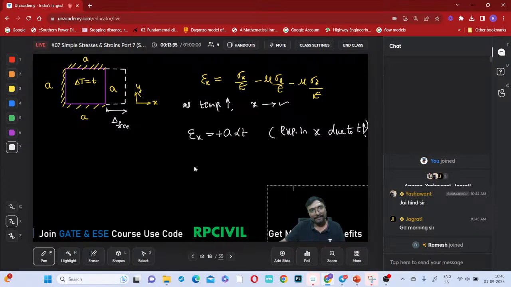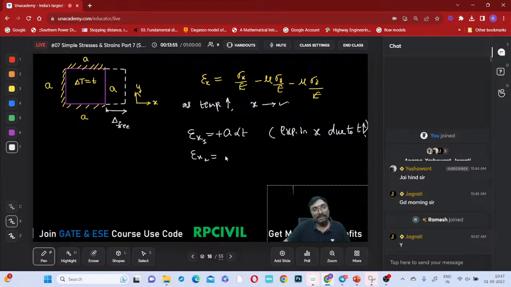Now, what is the epsilon x2 if you just observe? In the other directions contraction will occur. Whenever it is free to expand only in one direction, the other directions' contraction is possible. That is mu a alpha delta t.